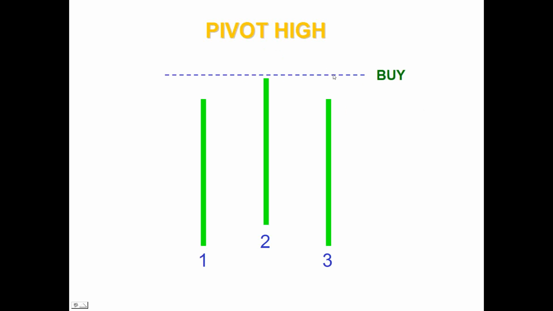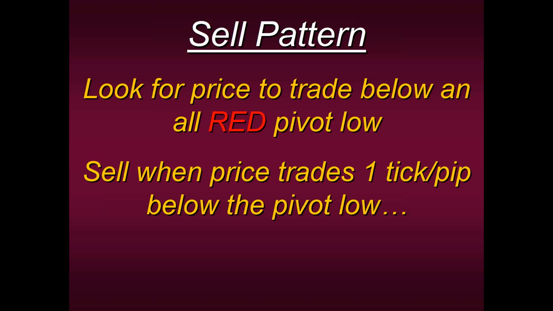Okay? Now, what if you want to go short? We know a lot of people don't actually go short stock, but they may want to purchase some puts. I would say the majority of our members do trade options, and many of them like to purchase calls and puts. So you could have purchased calls here, and if you're selling, you can purchase puts. In this case, you want to look for price to trade below an all red pivot low. We're just doing the opposite. And we're going to sell when price trades one tick or one pip below that pivot low.